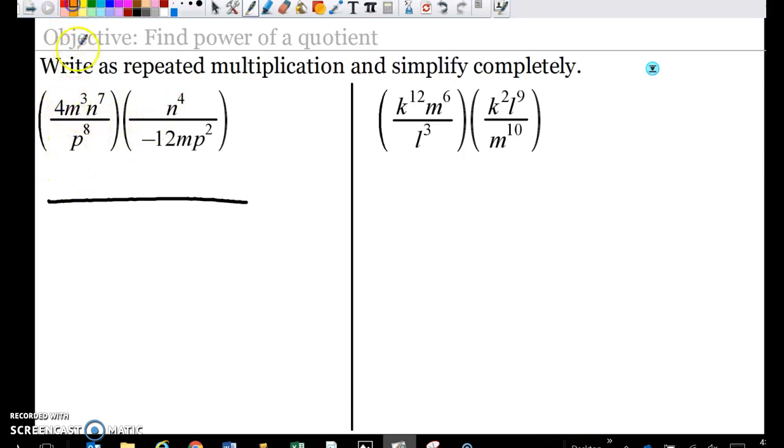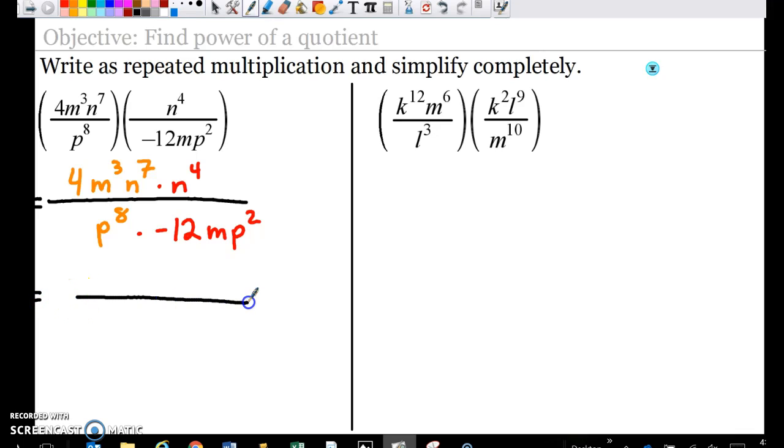So it'd be first fraction has the 4, and then the m to the third, n to the seventh, and the second fraction had just n to the fourth. The first fraction over here had p to the eighth, and I'm going to multiply times the second fraction's version of negative 12 m p squared. Now because it's multiplying, I could organize this however I want to. So I'm going to put the numbers up front. So 4 and negative 12 are going to go up front.